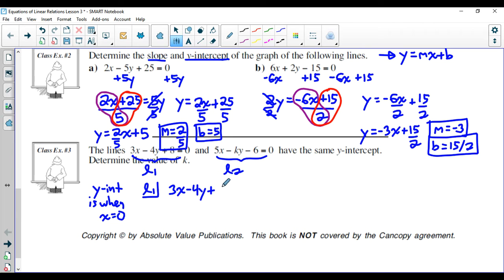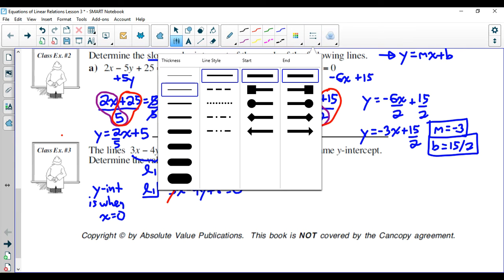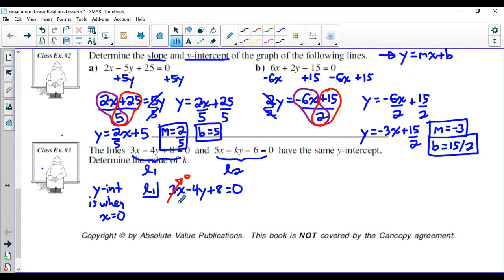So line 1 is 3x minus 4y plus 8 equals 0. Okay, now I want to calculate the y-intercept. So the y-intercept would be the value of y when x is equal to 0. So in this equation, because x is 0, then 3 times x would also be 0. So this entire term here can just go away. We don't need to worry about the 3x term anymore.